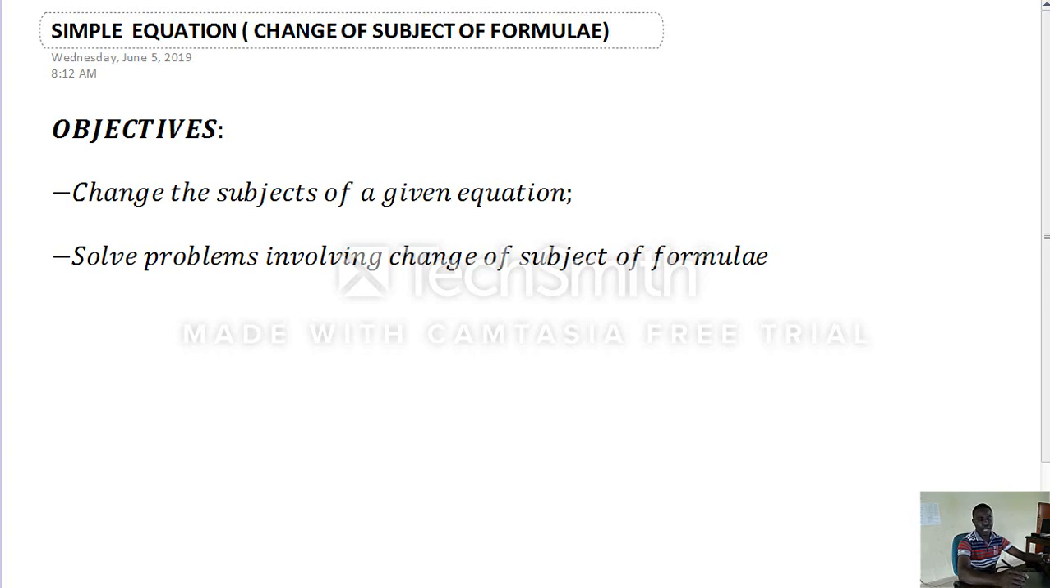But before that, let's look at some of the objectives of the topic as stated on the board. At the end of this topic, each student should be able to change the subject of a given equation and solve problems involving change of subject of formula.